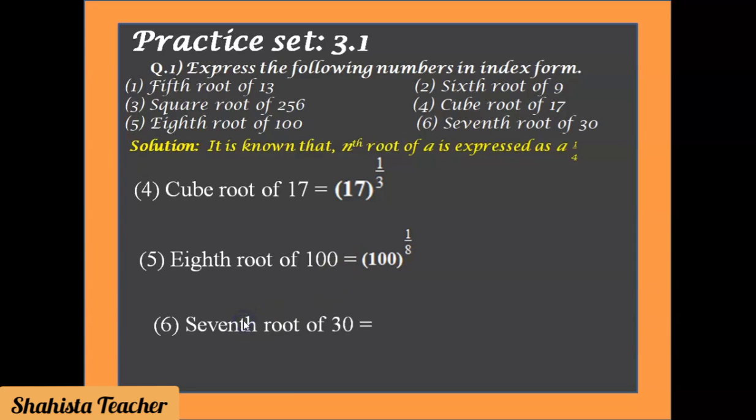Now sub question 6. 7th root of 30 is equal to 30. The base stays here, and above we will put 1 upon 7. 1 upon 7, not 17. Is that clear? Why? Because they all are roots. 7th is the root of 30. So here 30, and 1 upon 7.